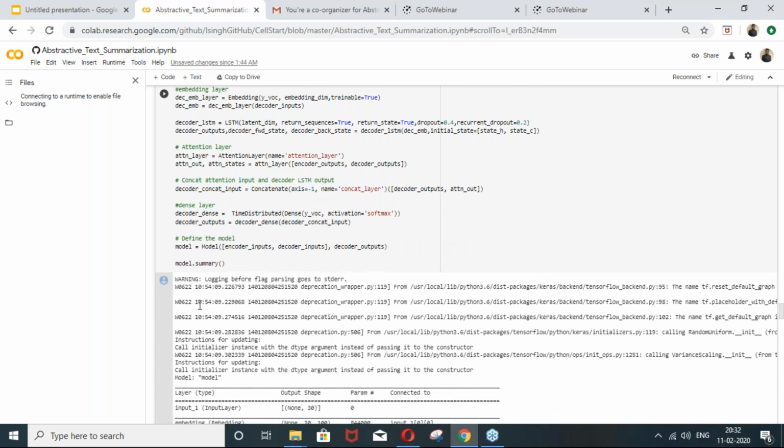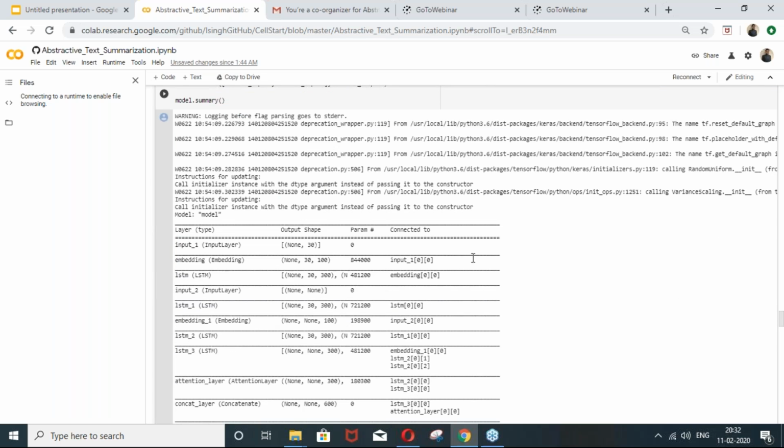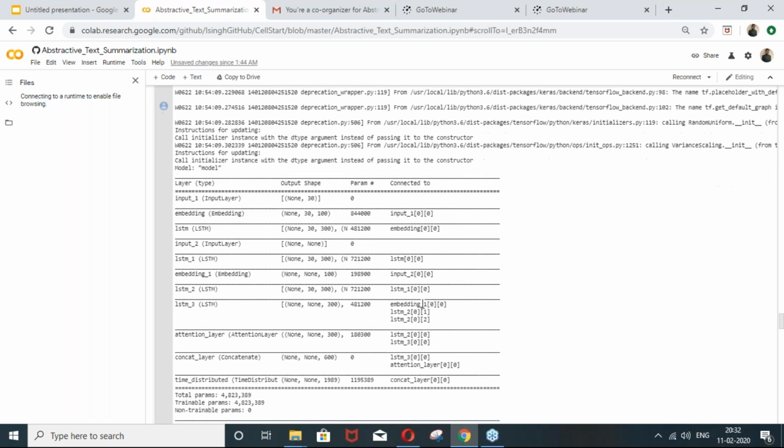As you can see, we have got the model summary: the output shape and which layer is getting connected to which. All the LSTM layers are hidden layers, so they are interconnected. What we get from hidden layer 1 we pass to hidden layer 2, and the same thing is shown here in the connections.